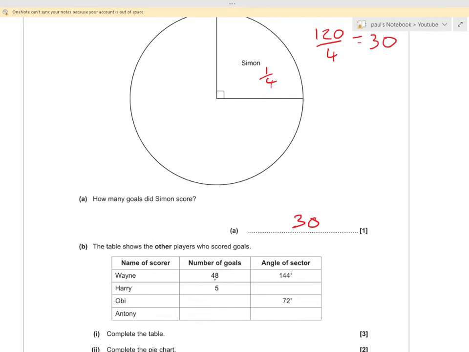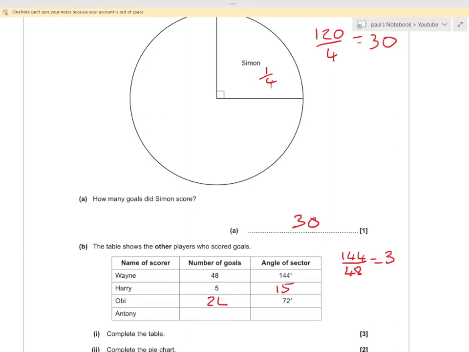Right, so now, if we've got the number of goals to the angle of the sector, I'm going to do 144 divided by 48. And 144 divided by 48 is 3. So that's 3 times as big, so 3 times that is 15. And we've got 72 divided by 3 is 24.